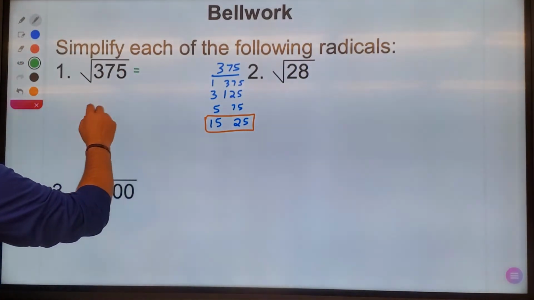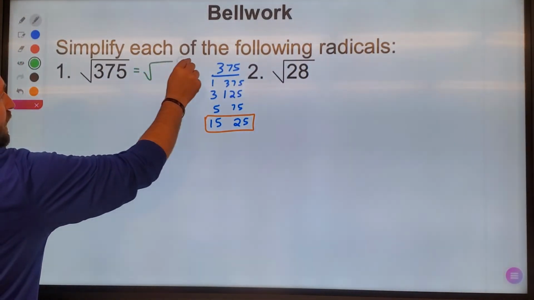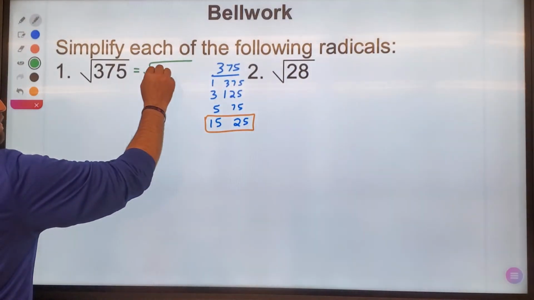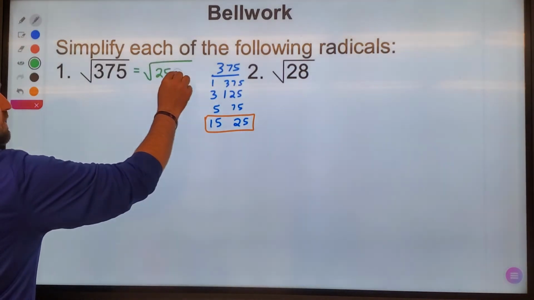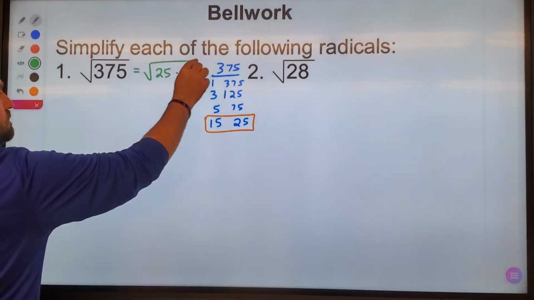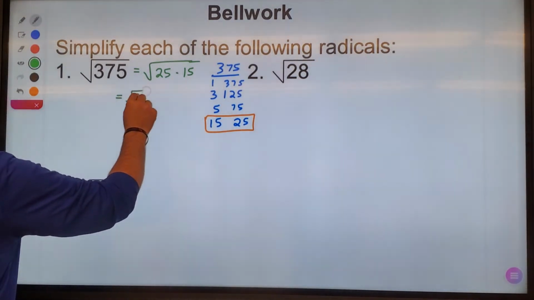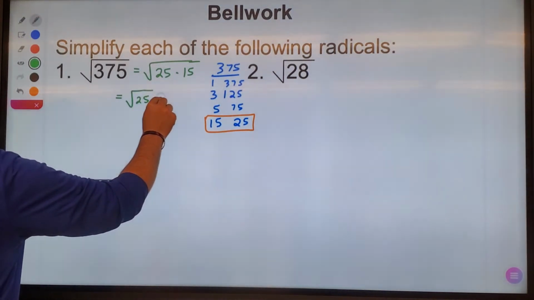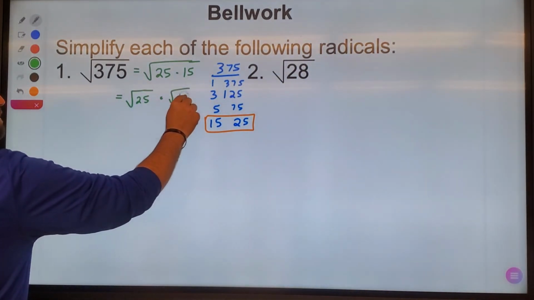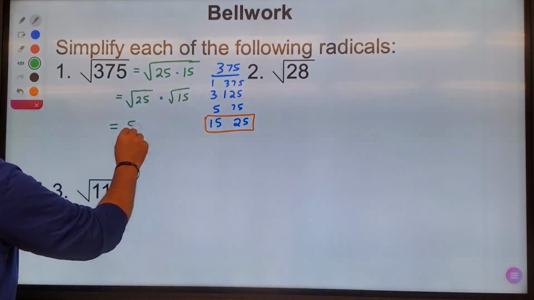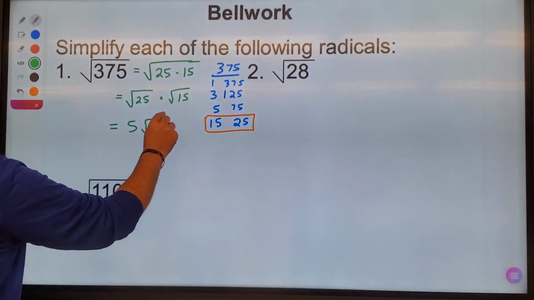Then I can rewrite this as the product of those two. And my suggestion is to put the square root, or the perfect square, in the front. So this is the square root of 25 times 15. Using my multiplication property here, I can split this up into two different ones. So square root of 25 times the square root of 15. Square root of 25 is 5. So this becomes 5 square root of 15.